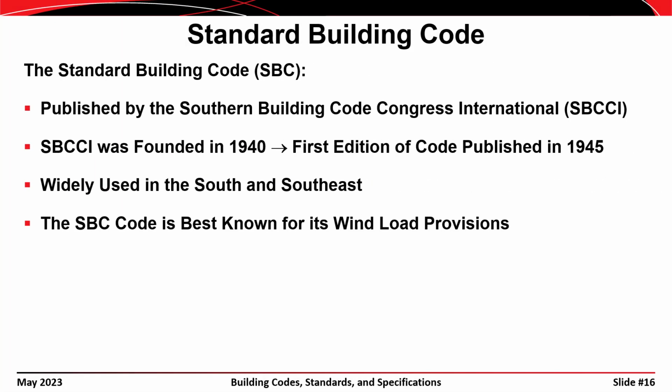The Standard Building Code, or SBC, was published by the Southern Building Code Congress International, SBCCI. SBCCI was founded in 1940, and the first edition of the Standard Building Code was published in 1945. The SBC was widely used in the South and the Southeast, and as a result, it included extensive provisions for wind loads to address the hurricanes that are common in that region.